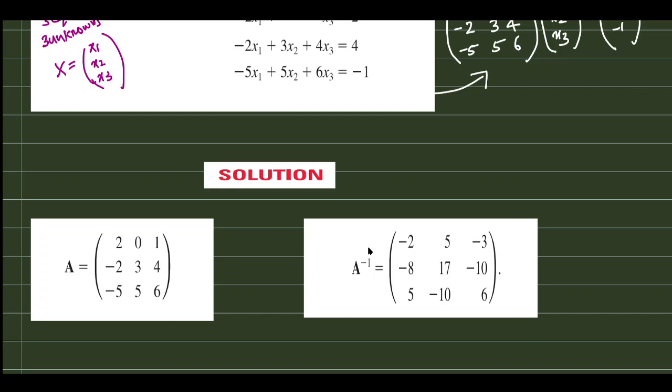And we have explained this method for finding the inverse in the last class. So you can refer to that class. So by using the same method, our formula is the same: A inverse is equal to 1 by determinant of A into adjoint of A. So using the same formula, we will get A inverse. So A inverse we are getting to be minus 2, 5, minus 3, minus 8, 17, minus 10, 5, minus 10, 6. So we got A inverse.